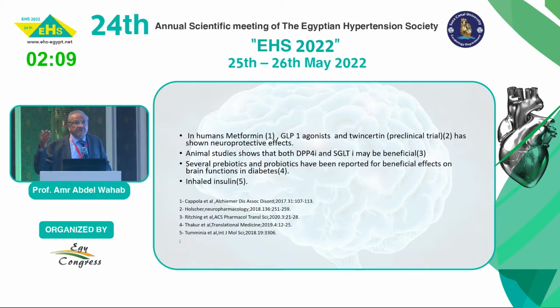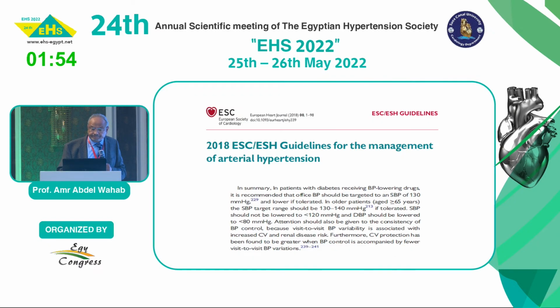There are iron chelators, endothelin receptor agonists, and phosphodiesterase inhibitors. These are all under trial to prevent this cognitive decline.